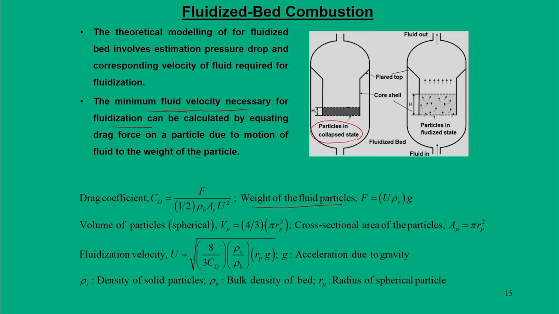So, this becomes the weight, that is mass times g. Then we can get the drag coefficient by this expression. The fundamental expression of drag coefficient is F by half rho A v square, where u stands for the fluidization velocity, and here we assume these particles to be of spherical shape, for which the volume is 4 by 3 pi r cubed, and the cross-sectional area of the particle is pi r p square. Equating these two, we can derive a fluidization velocity u in terms of density ratio and particle diameter. This is the main theory governing this.